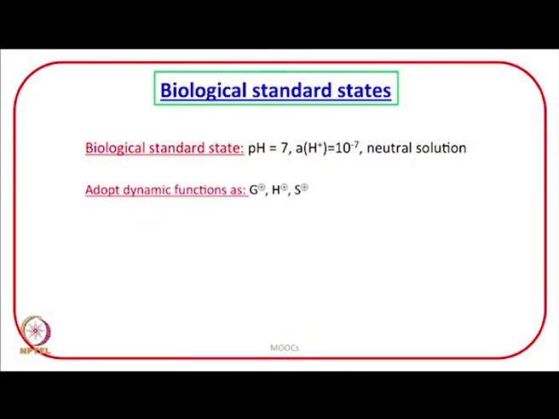So, we will also use a little different notations for the biological standard states. Let us go to slide. We will adopt thermodynamic functions as G with this special sign, H and S with these special signs. So, biological standard states for Gibbs energy, for enthalpy, for entropy, we will be representing by these symbols.